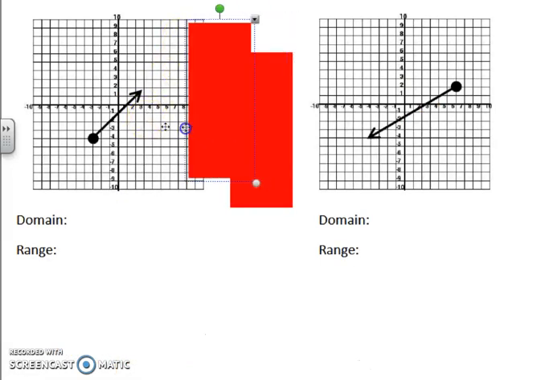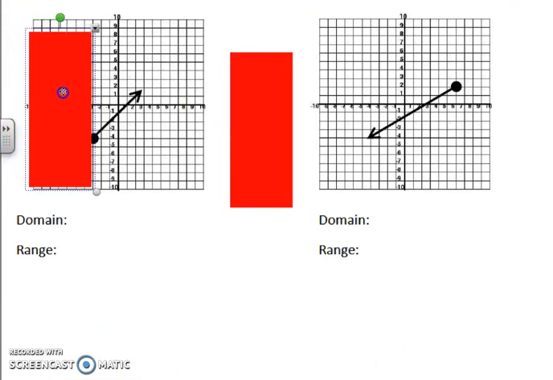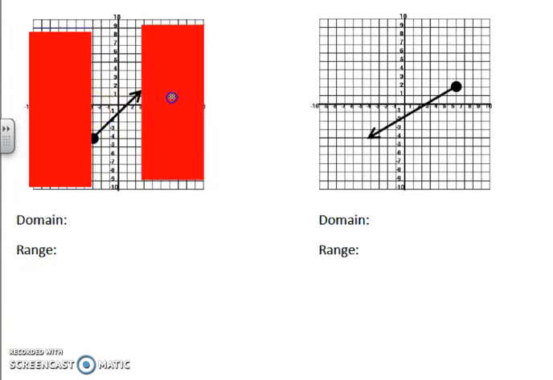Okay, so for domain, again, I'm going to go left to right and then stop at that point, which was a -3. Then I'm going to go with this line until I hit that arrow. Okay, this arrow means that I am going up and up and up and up forever. So this is going to go forever right. And if it's going right, think about how we shaded an inequality sign. If it was right, my arrow was pointing that way.